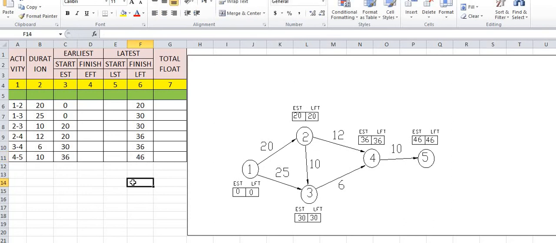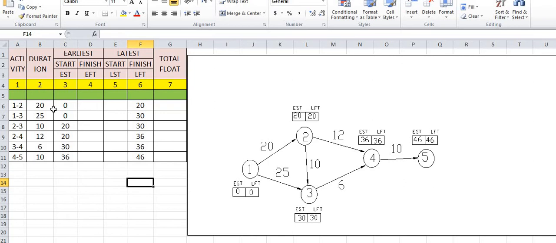One thing to be kept in mind while feeding this EST, earliest start time, and latest finish time in the tabular form: while feeding EST we have to take the first node, and while feeding LFT we have to take the last node.